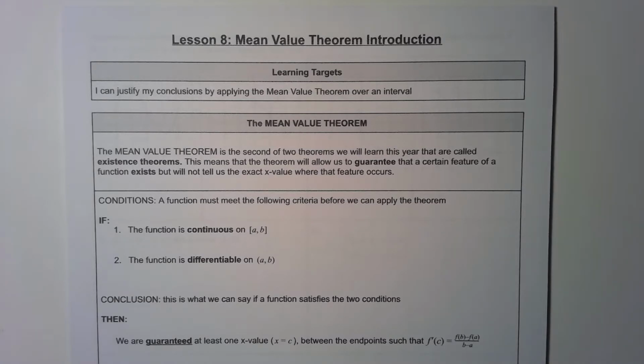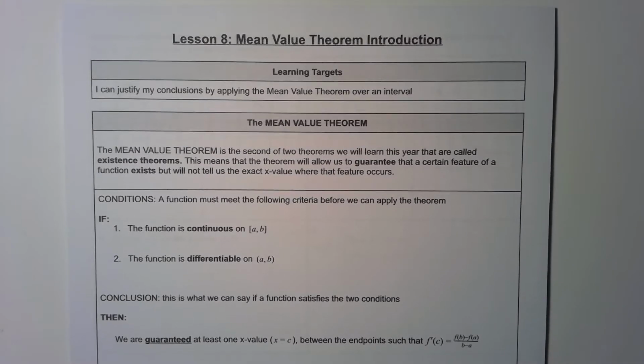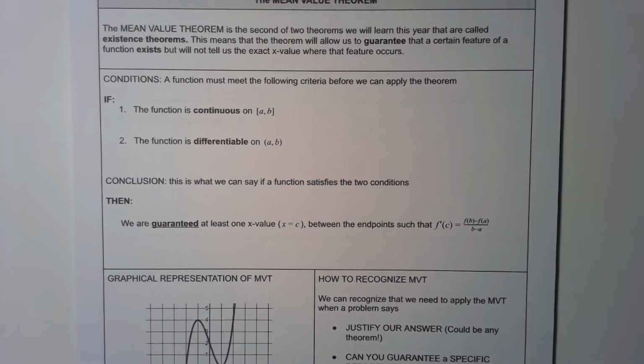Okay, the mean value theorem is the second of two theorems that we will learn this year that are called existence theorems. This means that the theorem will allow us to guarantee that a certain feature of the function exists, but it will not give us the exact x value where that feature occurs. So here are the conditions. A function must meet the following criteria before we can apply the theorem.